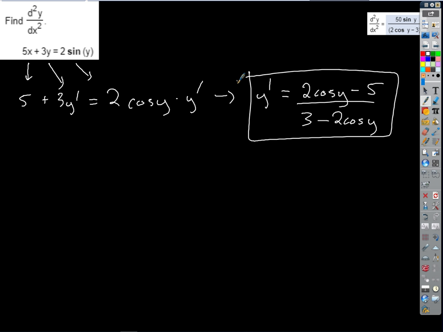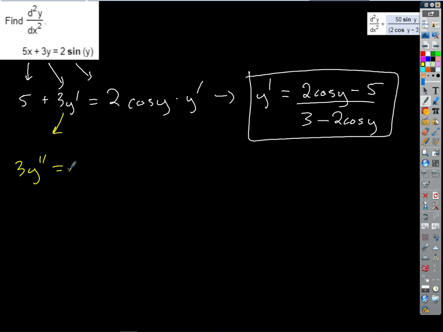They want to know the second derivative though, right? So let's go, we don't want to use quotient rule. So instead, we'll just go back to this step and differentiate again. If we differentiate again, that's going to go away. Derivative of 5 is 0. That's going to give me a 3y double prime.